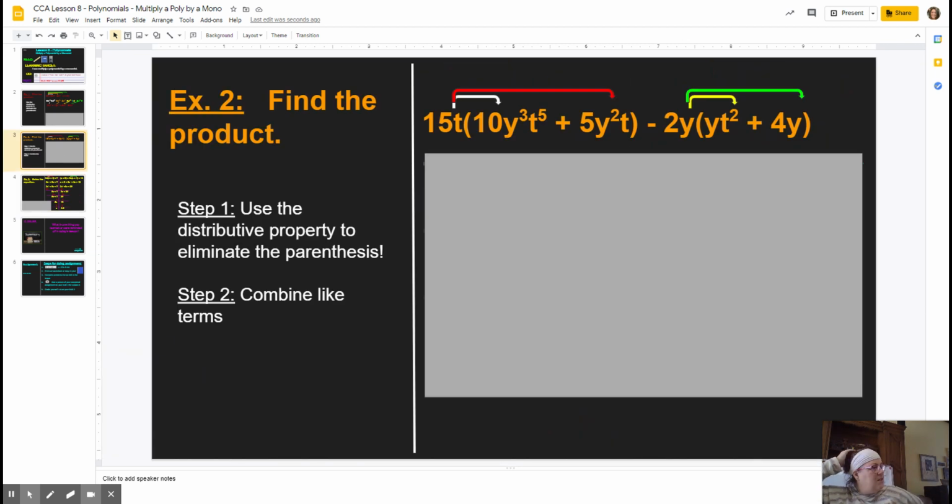We've got 15t times the quantity of 10y to the third t to the fifth plus 5y squared t. And then we've got minus 2y times the quantity of y t squared plus 4y.